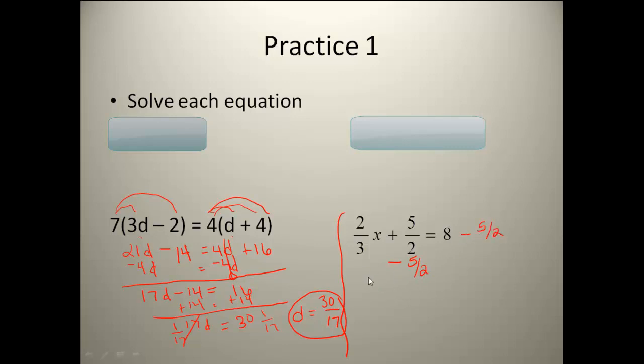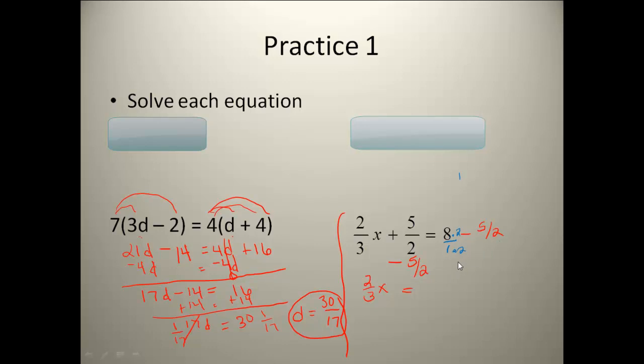So on the left side, I'm left with 2/3 x. The plus 5 halves minus 5 halves is 0, is equal to. Now remember, when you subtract fractions, you have to have a common denominator. So I need to take my 8 over 1, and I need to make it have a denominator of 2. Well, in order to do that, I multiply the top and the bottom by 2.